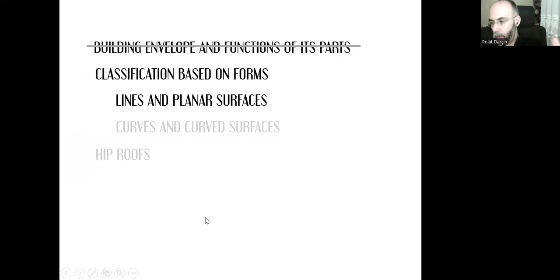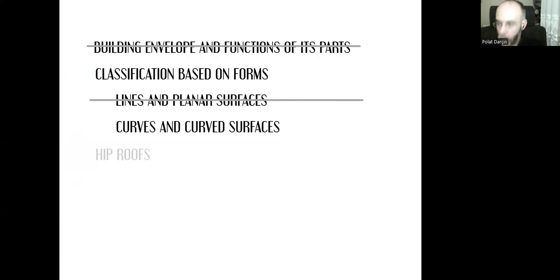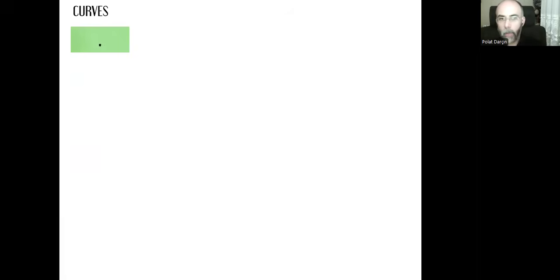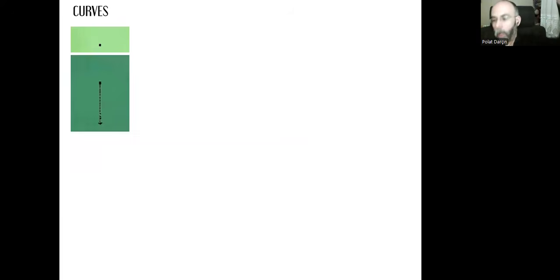Lines and planar surfaces, these were the main geometrical forms. But we can use curves and curved surfaces as well. We are not just limited with the straight lines and planar surfaces. In order to create the curve, again, we need the point without any dimension. But instead of multiplying this point on a straight direction, you can have a changing direction. So this multiplication of these many points will create a curve.